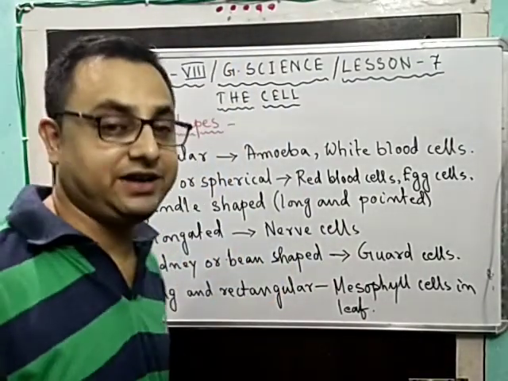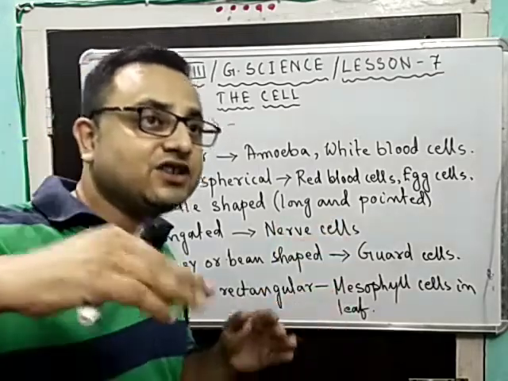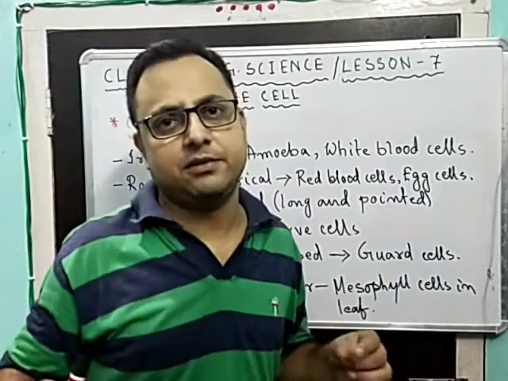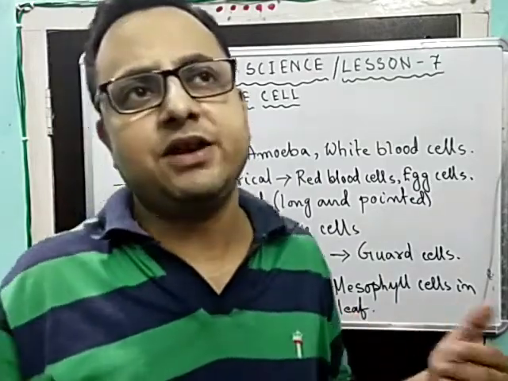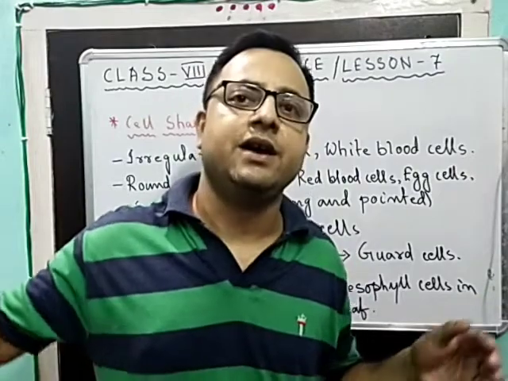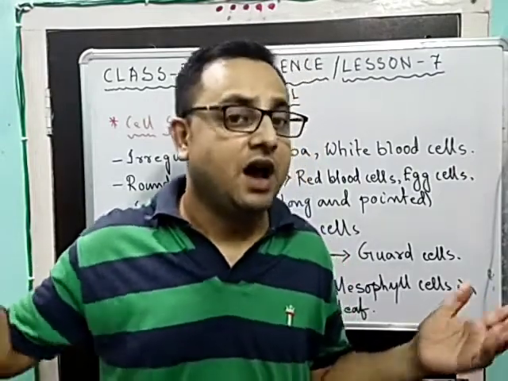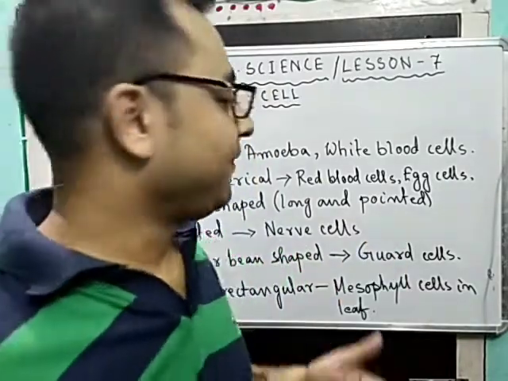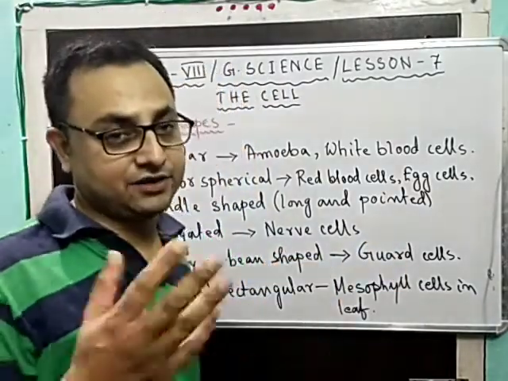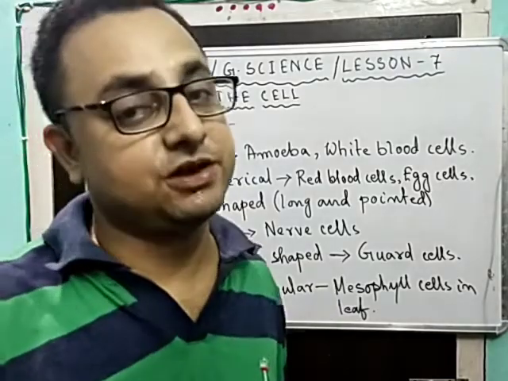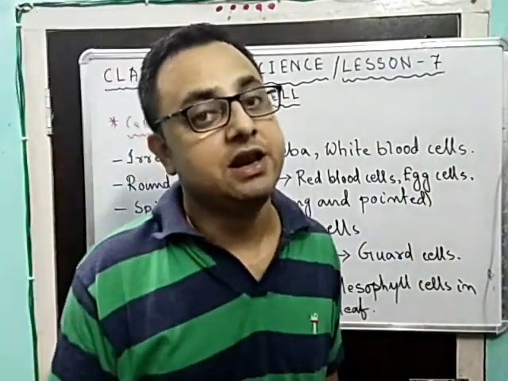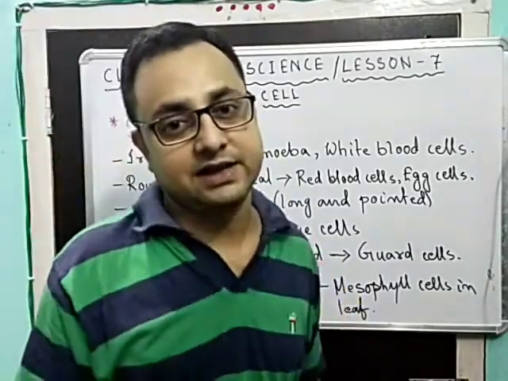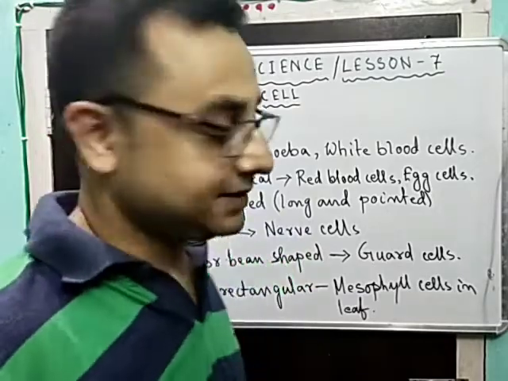Next is elongated. Elongated means it is quite long; I don't mean stretchable, I mean it is quite long, and its length may increase to a higher limit. This type of cell can be found as the nerve cell of our body. Nerve cells are responsible for the control and coordination of living organisms, and elongated cells can be seen in nerve cells.